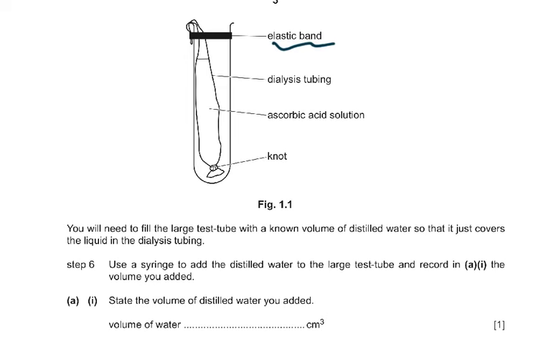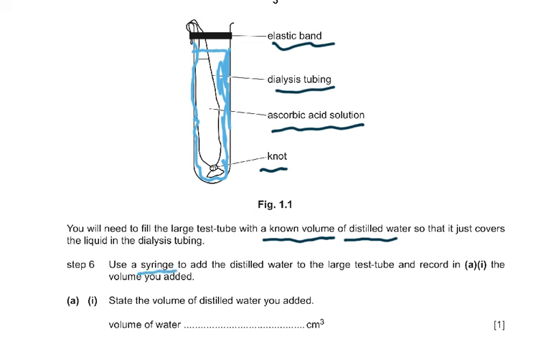This is the elastic band, this is the dialysis tubing, this is the ascorbic acid solution, and this is the knot. Now you will need to fill the large test tube with a known volume of distilled water. So we've got to put some distilled water here in this tube outside the dialysis tubing, so that it just covers the liquid in the dialysis tubing. So it should be something up to here. Now, using a syringe, add the distilled water to the large test tube and record in A2 the volume added.